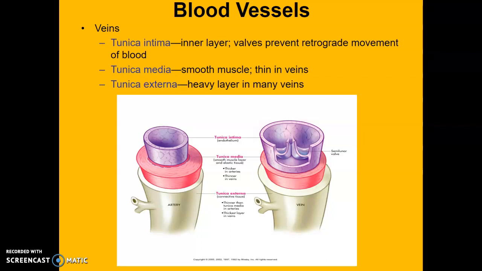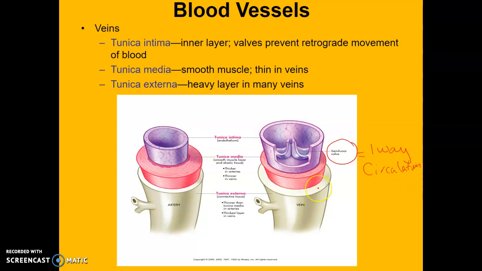Okay, let's go back to blood vessels, veins. Tunica intima, again, is that internal layer. The difference between a vein and an artery are these valves. The valves always allow one-way circulation, right?